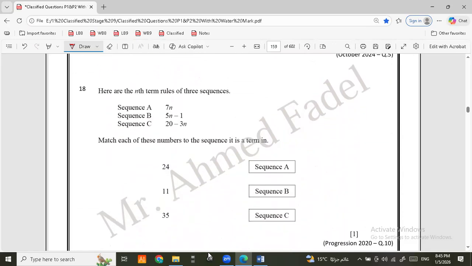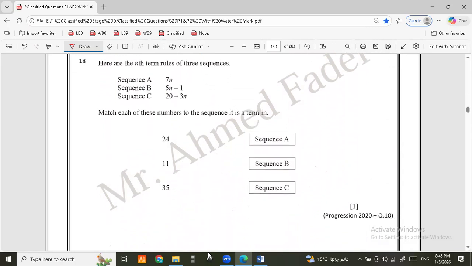All right, question 18. Here are the nth term rules of three sequences. Sequence A, 7n. Sequence B, 5n minus 1. And sequence C, 20 minus 3n. All right. Which one of them has a term in the sequences? We need to match.